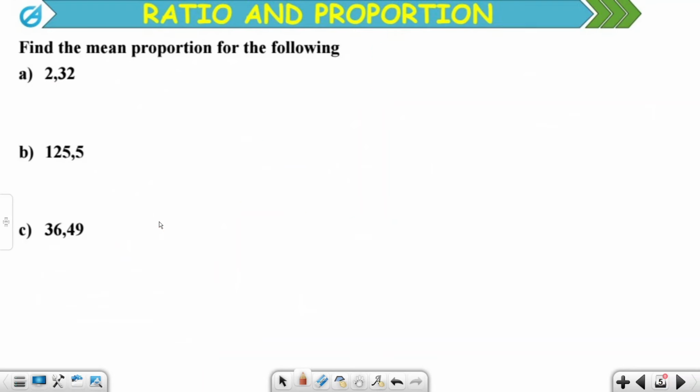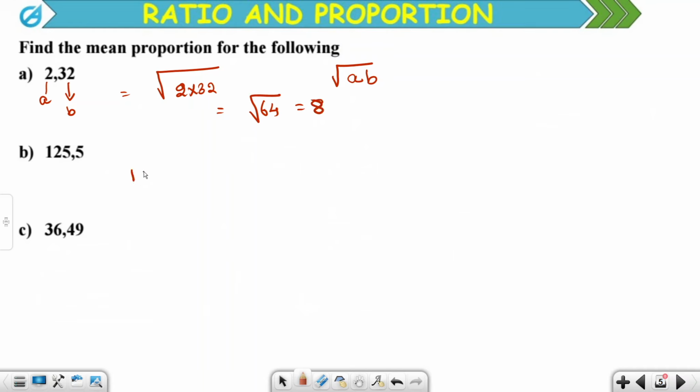Now let's go to how to find the mean proportion. What is the formula for mean proportion? For finding the mean proportion, it is nothing but root of AB. Again, we don't know what the value of A and the value of B are. So by default, consider the first number as the value of A and the second number as the value of B. So here, 2 into 32. What is 32 into 2? 64. What is root of 64? It is nothing but 8.